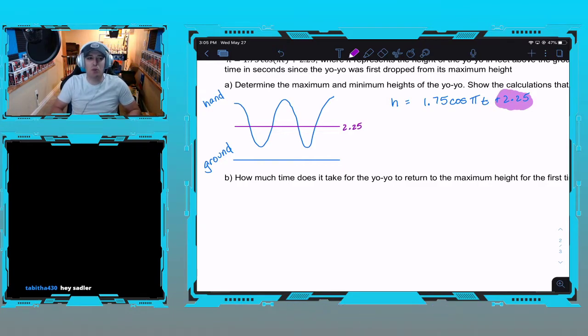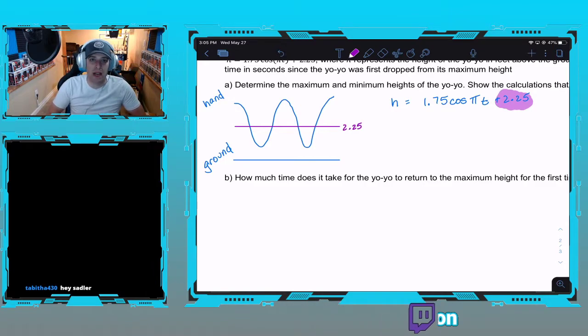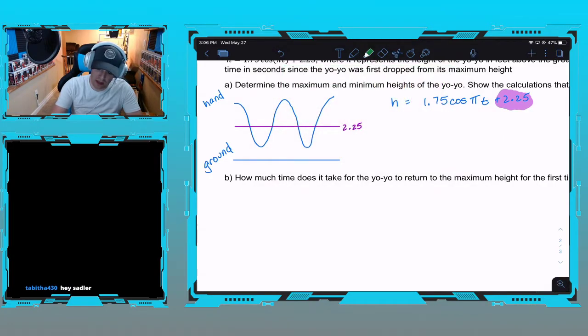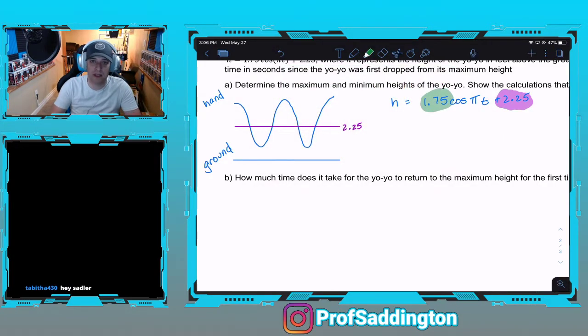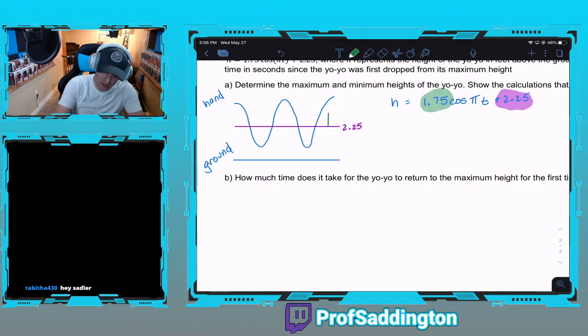All right, so we got 2.25. That's our midline. So we need to find the maximum and minimum heights. In order to do that, that's where the amplitude comes into play. The amplitude tells us how high we go and how low we go. So I'm going to highlight that part next. The amplitude is that number that's at the beginning. That's telling us how far up we have to go. So we have to go up 1.75. But it's also telling us how far down we have to go. So we also have to go down 1.75.